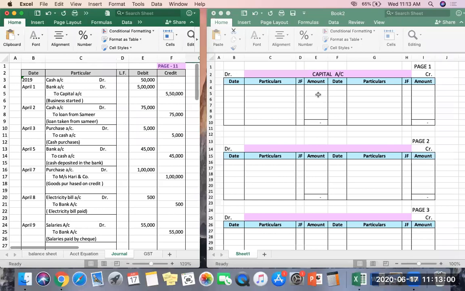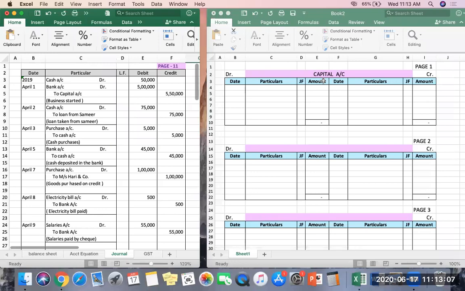Now, the first entry, if I pick up this, I have made it a capital account, and there is no proper sequence, but you could have started with the cash account also, you could have started with the bank account also. I've just taken the capital account because that is the first account you will be making, as the owner is the first person who is investing the money into the business.